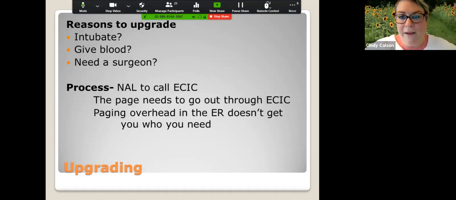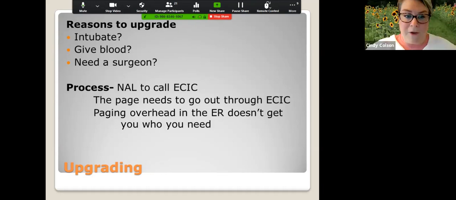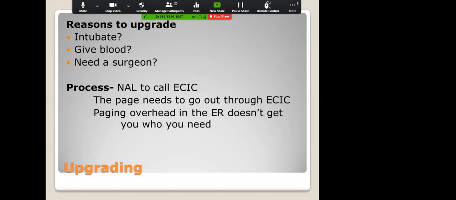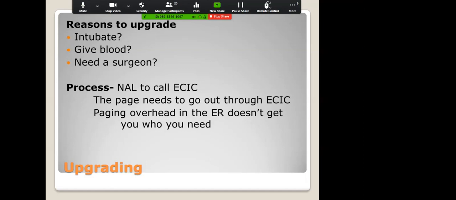Also, we can upgrade. Oftentimes we do great work in the code room, but we forget to get the rest of the team involved that needs to be involved. So things to keep in the back of your mind to upgrade are: are you about to intubate? Are you about to give blood? Do you need a surgeon? Are you going to do a surgical procedure? Do you need an OR? Those are things to think about for upgrading.